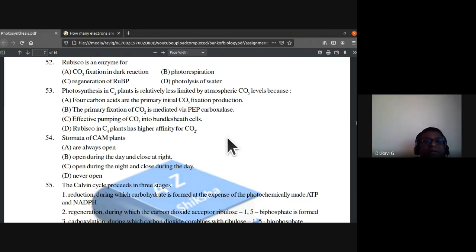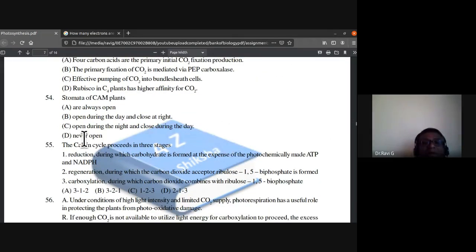So, stomata of CAM plants are always open. CAM means Crassulacean acid metabolism plants. They are like night call center employees, active during night time. So stomata are open during night time. Open during the day and close at night, or open during the night and close during the day? Open during the night and close during the day is the answer.